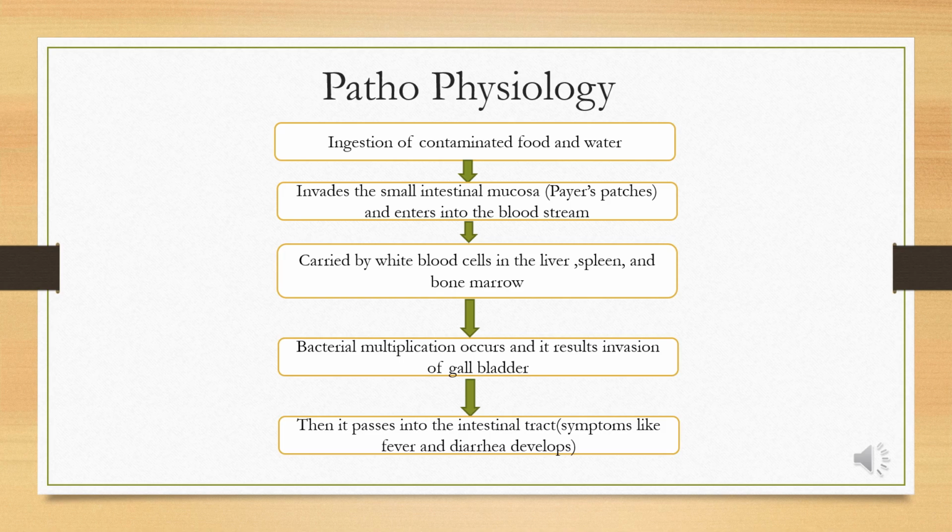Pathophysiology of typhoid. Due to the ingestion of contaminated food and water, it invades the small intestinal mucosa, that is the Peyer's patches, and enters into the bloodstream. Then the infection is carried by the white blood cells to the liver, spleen and bone marrow. Then the bacterial multiplication occurs and it results in invasion of the gallbladder. Finally, the infection passes into the intestinal tract. Then the patient will have symptoms like fever and diarrhea.